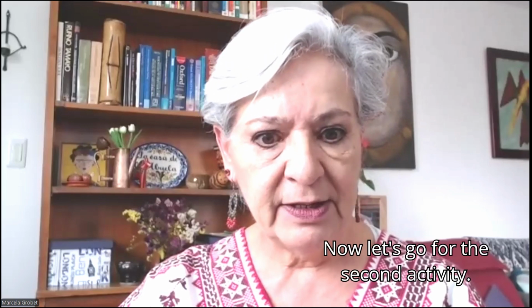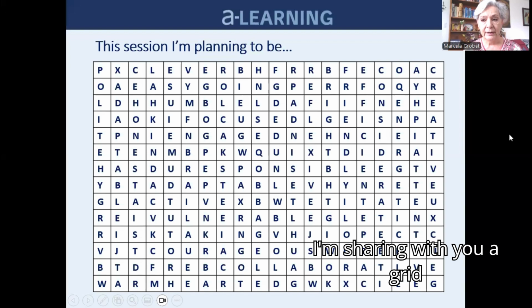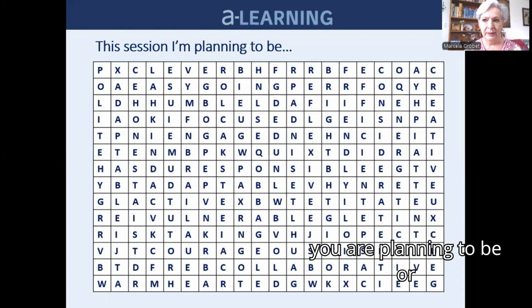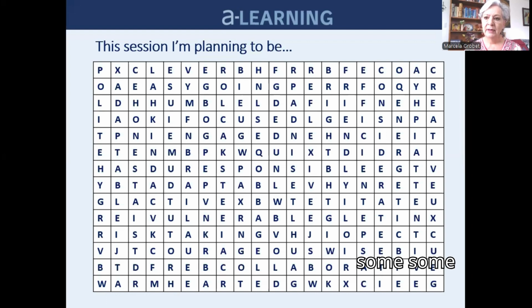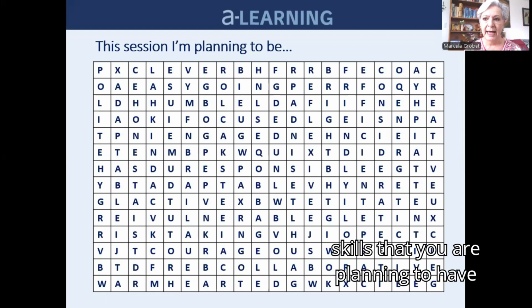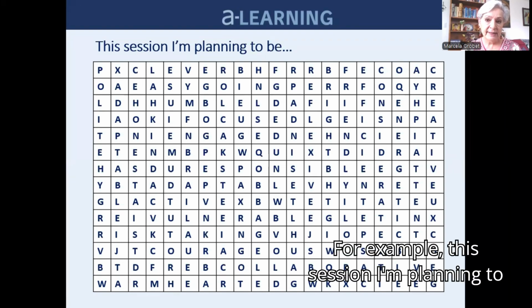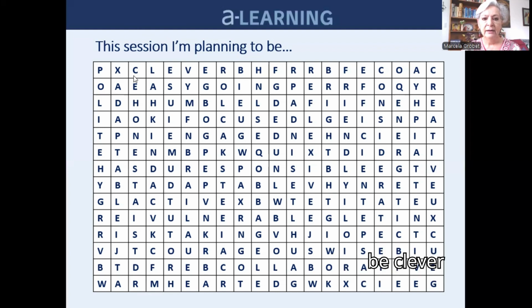Now, let's go for the second activity. I'm sharing with you a grid with letters, but this is a word search. So find on the grid some things that you are planning to be, or some skills that you are planning to have during this session in order to face your challenge. For example, this session, I'm planning to be clever, or I'm planning to be creative.